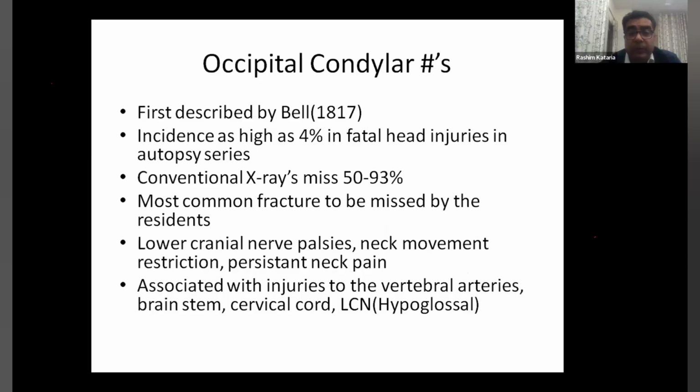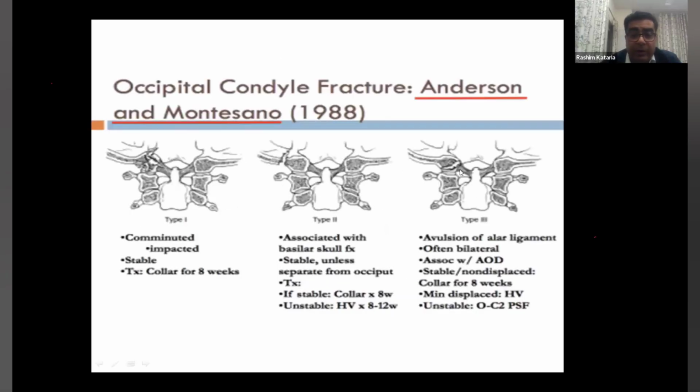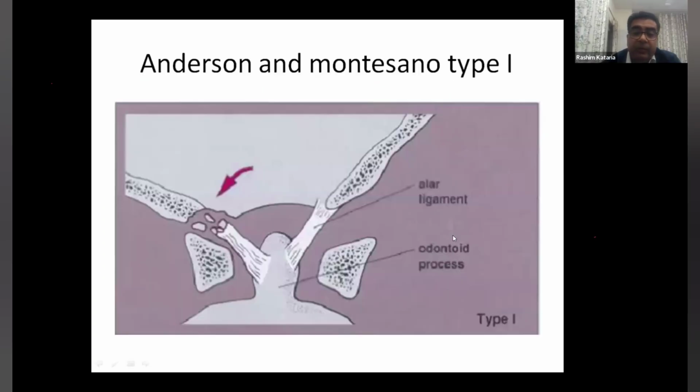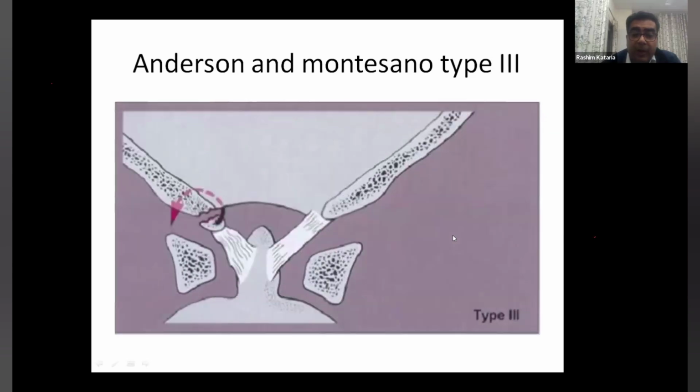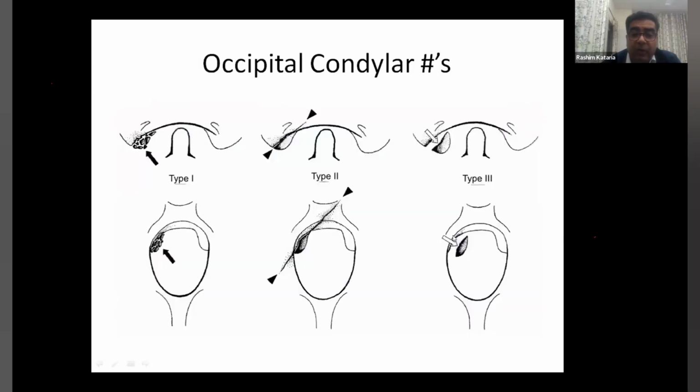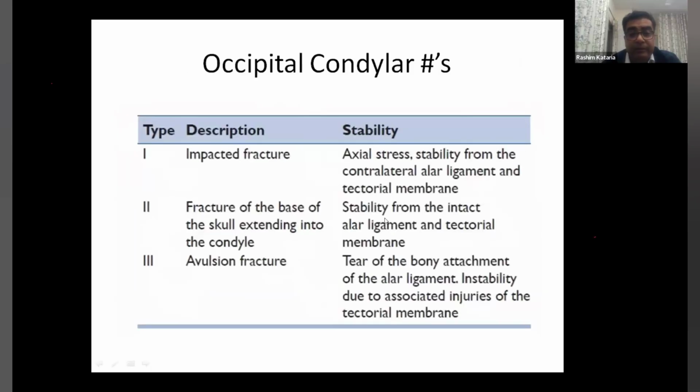Then occipital condyle fractures are important. There is the Anderson and Montesano classification. It divides into 3 types. Type 1 is stable, type 2 is still stable, and type 3 is unstable. So this is how it looks. Depending on whether the ligament is gone or the bone is fractured, we should go ahead.